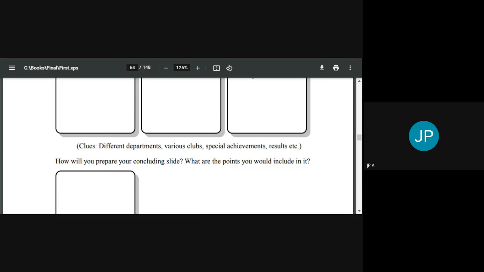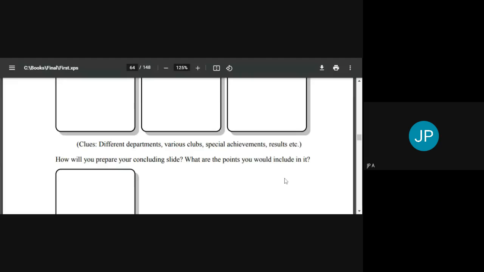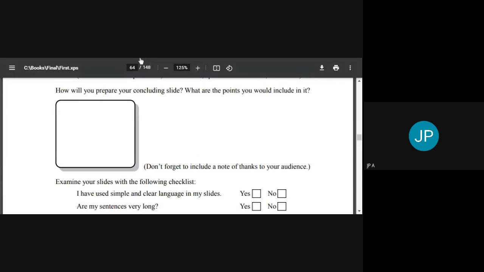The concluding slide should not be very long and very detailed. It should be very brief. Yes, there should be a thank you. Yes, Rishma, there should be a note of thanks. And you can even include some pictures of the college. Such thank you notes can be included. That is why it says don't forget to include a note of thanks to the audience. And you can also include some pictures of the college.